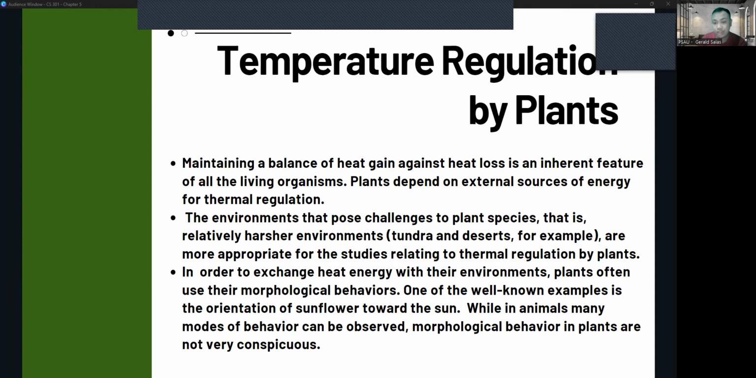So in order to exchange heat energy with these kind of environments, plants often use their morphological behaviors. One of the well-known examples is the orientation of the sunflower toward the sun. While in animals, many of the modes can be observed, pero sa mga plants, hindi siya ganun conspicuous. So, hindi siya ganun ka-visible. But, yun nga, they rely on other sources, let's say the presence of water, the presence of wind, for them to regulate the temperature physiologically.